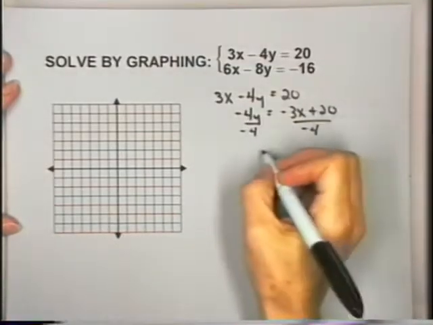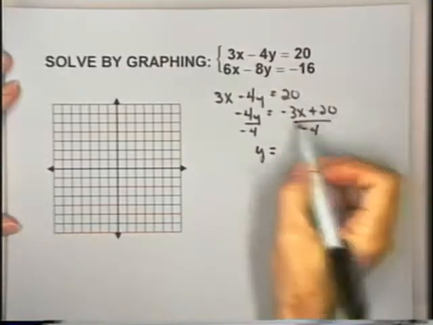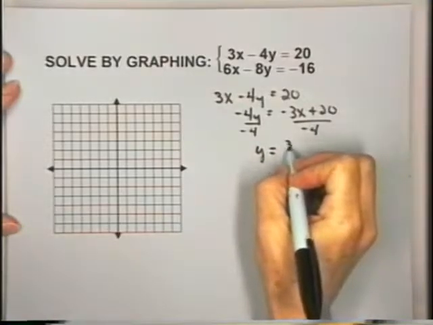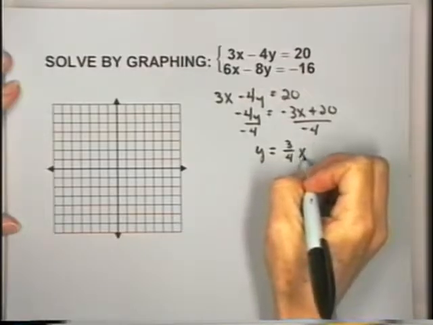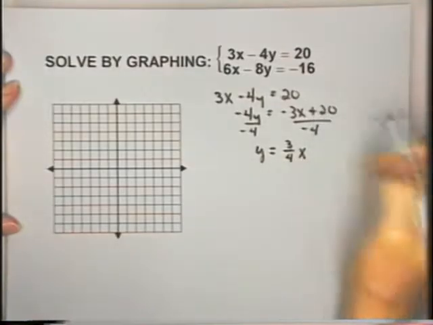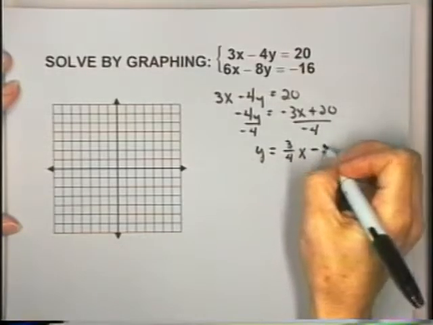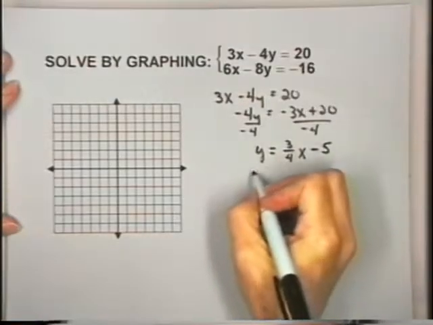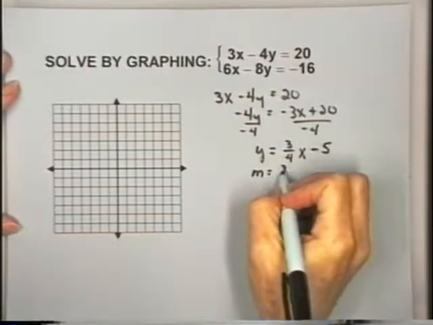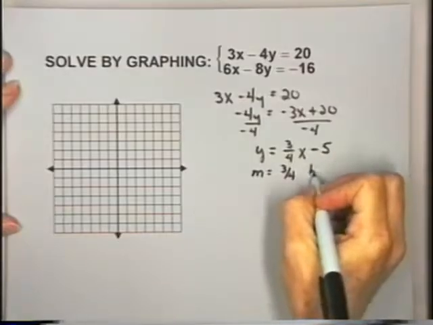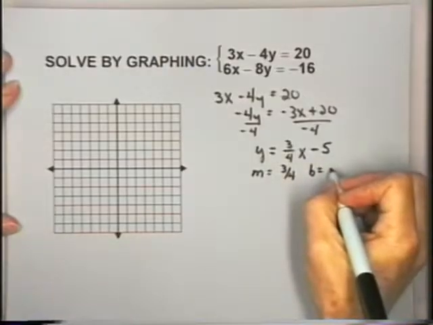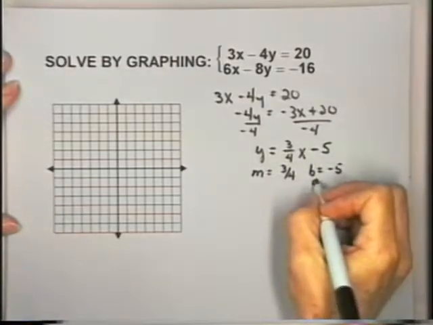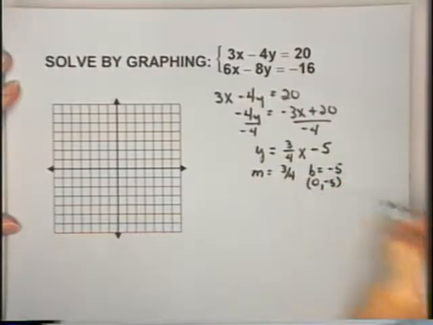Negative 4 divided by negative 4 gives me 1y. A negative divided by negative is positive 3/4 x. And positive 20 divided by negative 4 is negative 5. So for this equation, my slope m is 3/4. My y-intercept is given by b equals negative 5, or in other words, 0, negative 5 is my y-intercept.